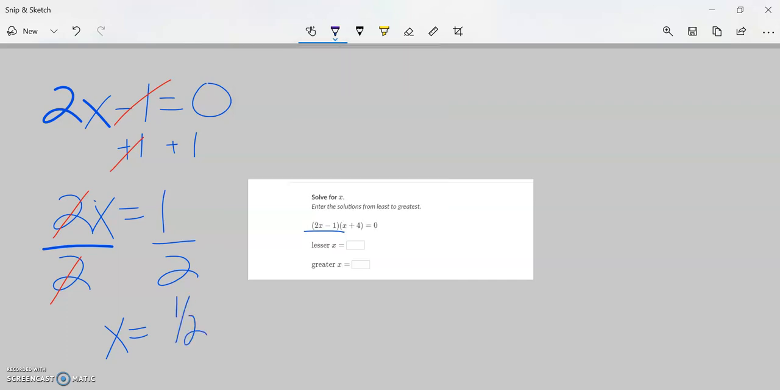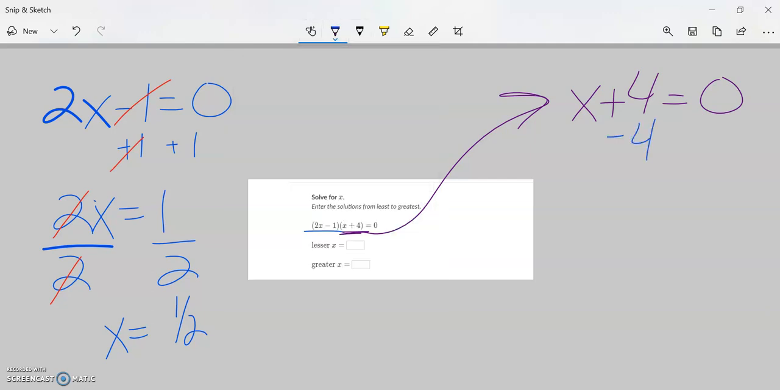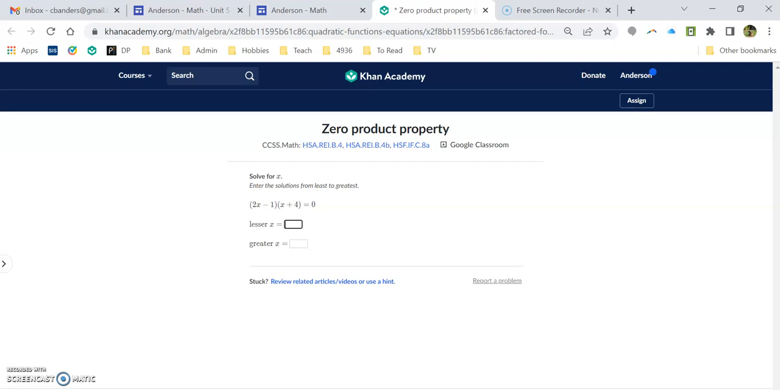Now let's do this other one. I'll do this one in purple. X plus 4. Some of these are really easy, like this one. It's just one step. We are moving the 4 over, so we're subtracting 4, and cancel, cancel. X equals negative 4. So looking at 1/2 and negative 4, negative 4 is smaller than 1/2. Let's check that, and we're good. And the video is done.